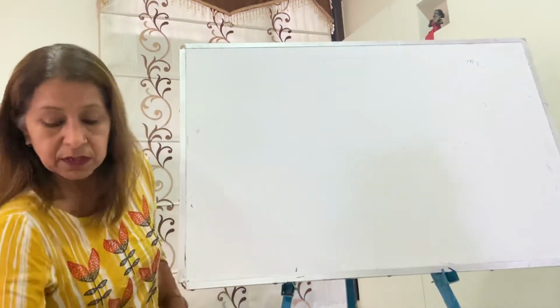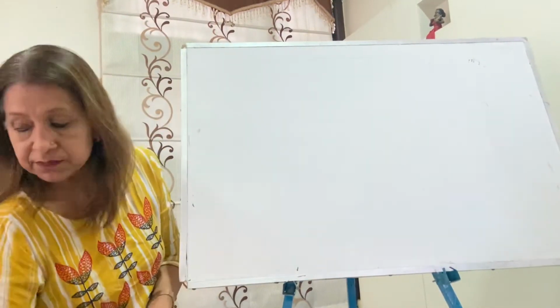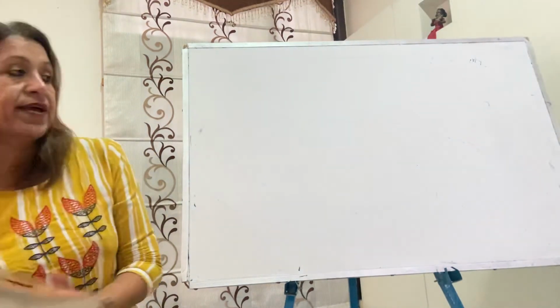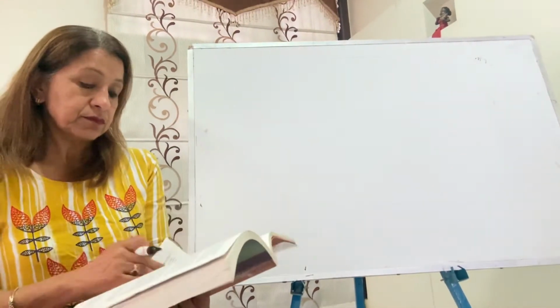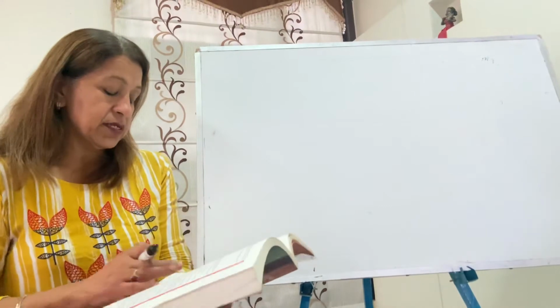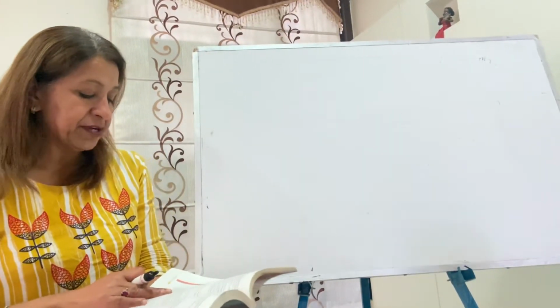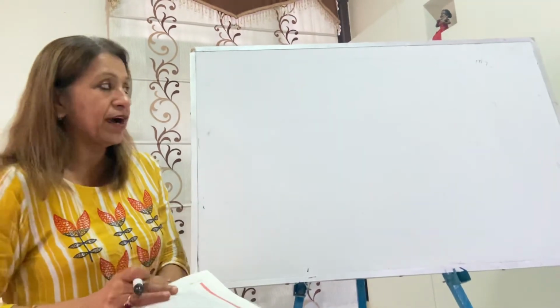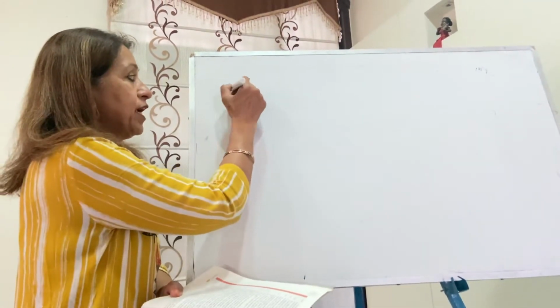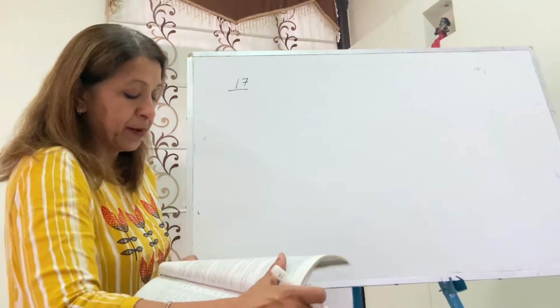Numericals. Now the first numerical, take down the first numerical, open the NCERT exercise. This is your numerical number 17. Sixteen is of ideal solution. I'm taking numerical number 17. Write down the numericals of delta P.